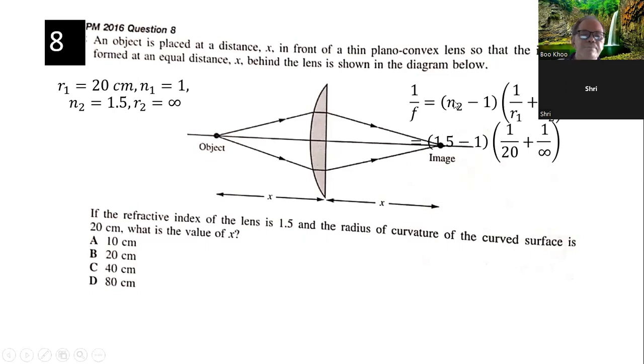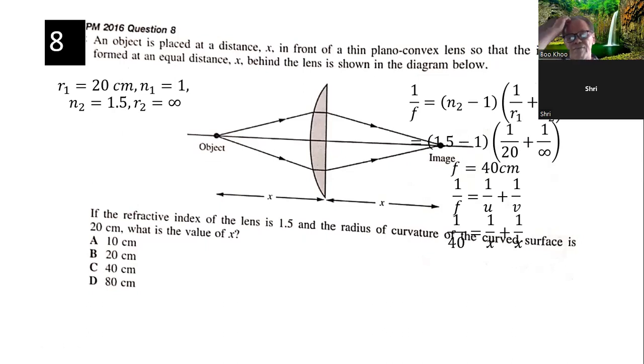Put in your value to find your focal length. N2 is 1.5. R1 is 20 cm. R2 is infinity, and then calculate out 40 cm. And after that, use your formula that you calculate. Your U is X, your V is also X, both are real. And put in there, calculate. Okay, so answer is good.